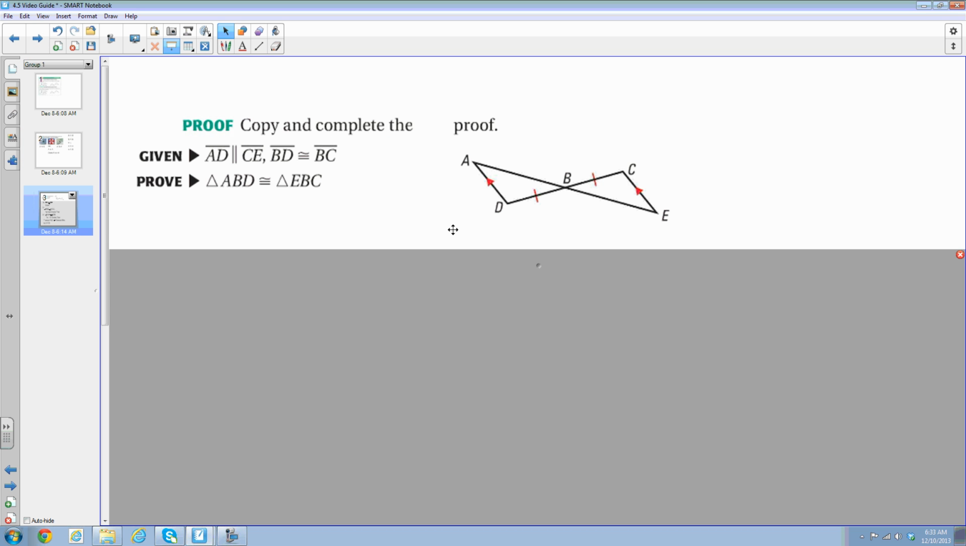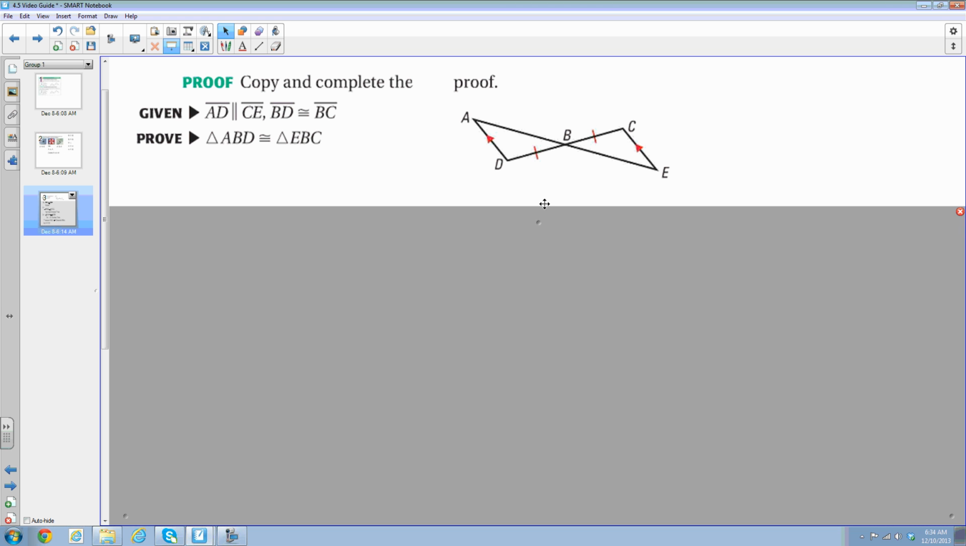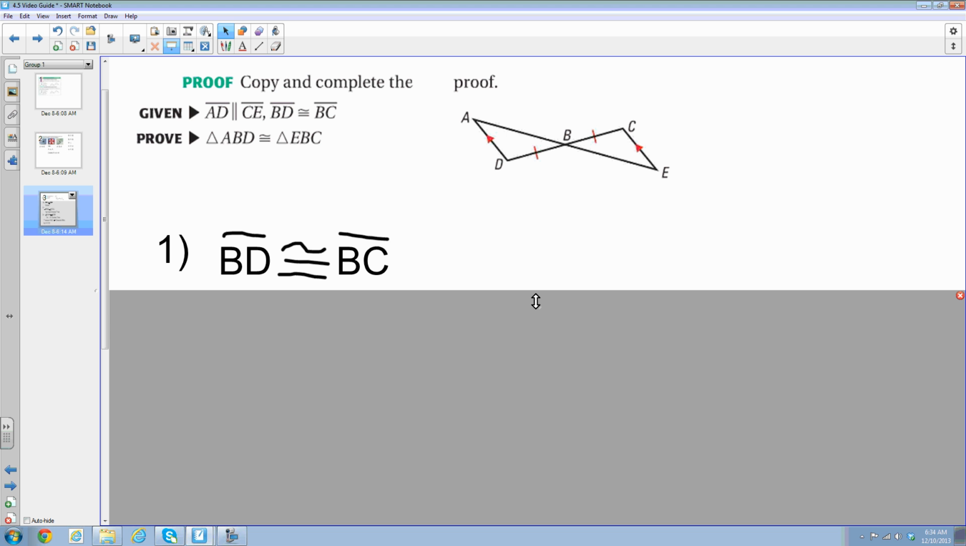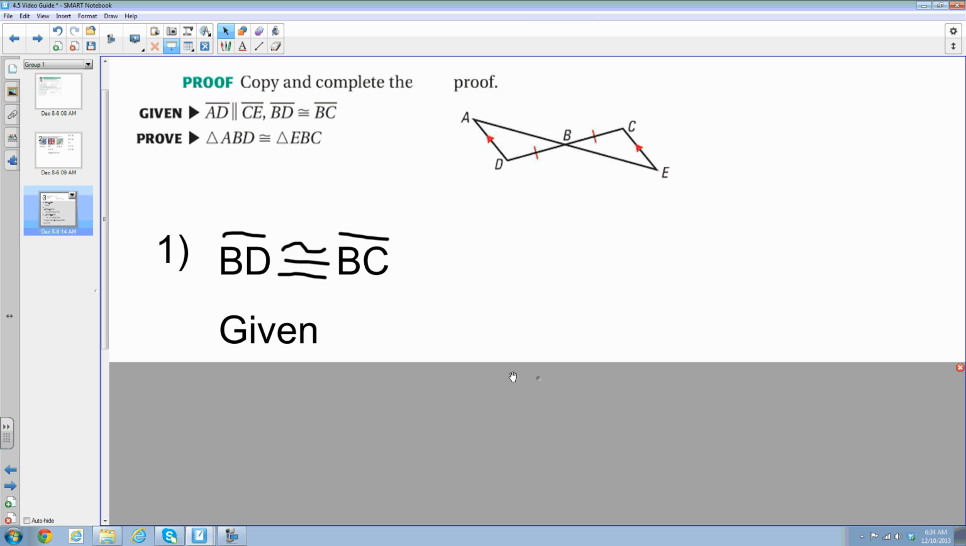Last problem that we have is a proof. We're told that AD and CE are parallel, and that BD is congruent to BC. These are all already labeled in here, and we need to prove the two triangles congruent. So you can see we have a side already, and we need to find other things that are congruent. Starting with the side, we can say that BD is congruent to BC, because that information was given to us in the proof right there.